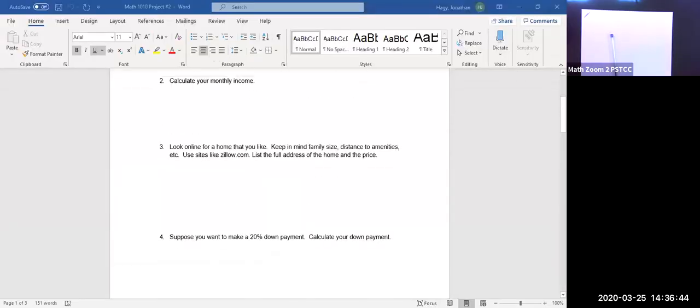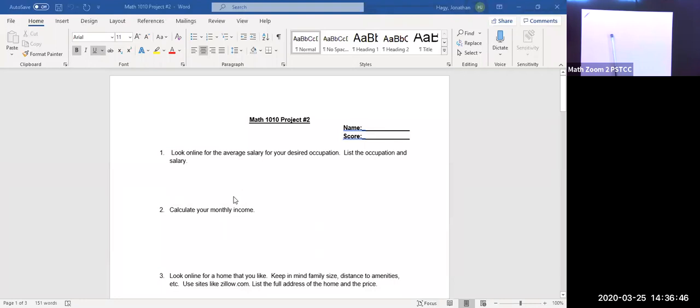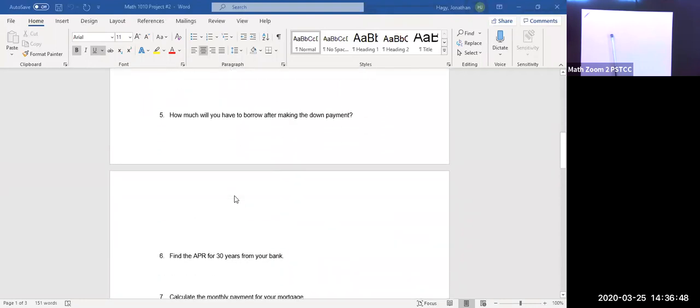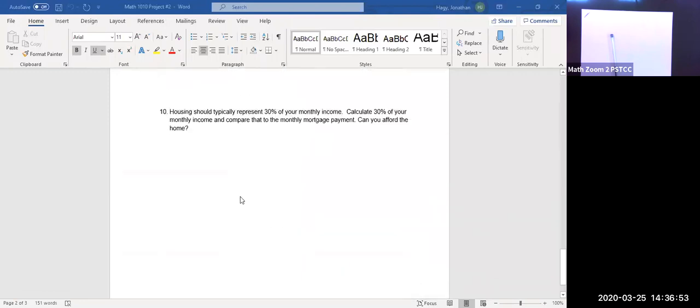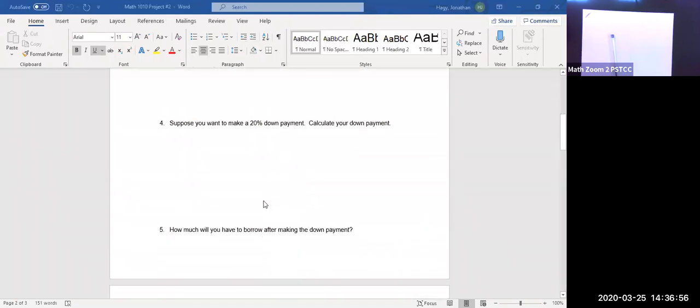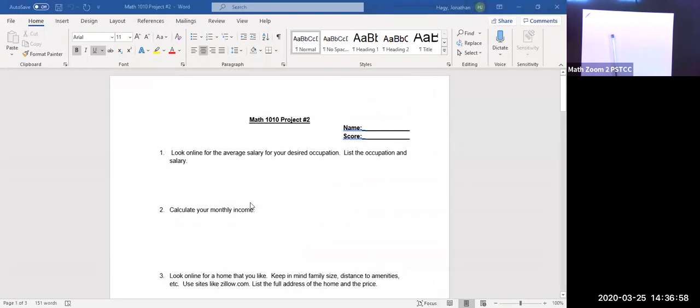Okay, let's discuss your next project, which is on home ownership. What we're going to do is walk through the steps of home ownership, and I've simplified it a little bit for you. So just 10 quick questions. Question number 1 is determining what your average salary is going to be. So think about what occupation you want to choose after you graduate.